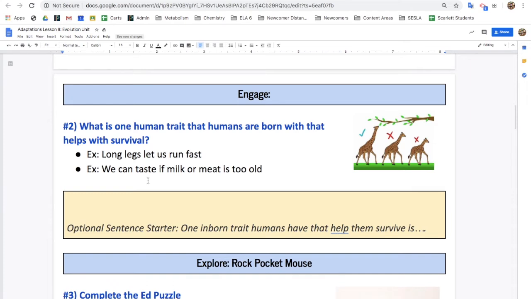We'll start today by thinking about a human trait that humans are born with that helps with survival. For example, long legs let us run fast, or we can taste if milk or meat is too old. Those are traits that help us survive.